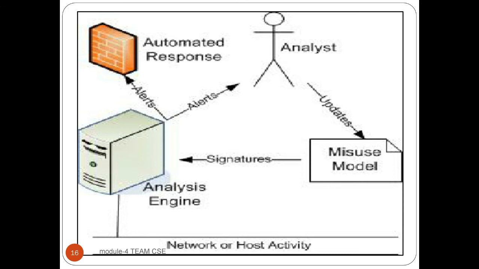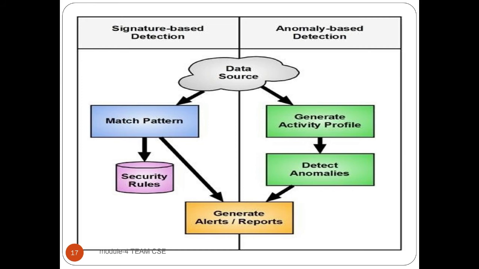The automated response will be sent, and there is an analysis engine which can analyze the different types of signatures, and the analyst can update the misuse model. From there, different signatures will be sent to the analysis engine, and based on that, alerts are sent to the analyst in case of any malicious activity. Okay, next slide please. We have the difference between signature-based detection and anomaly-based detection. The data source will be available here.